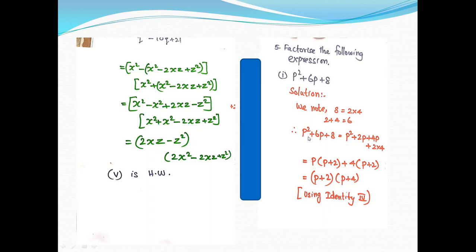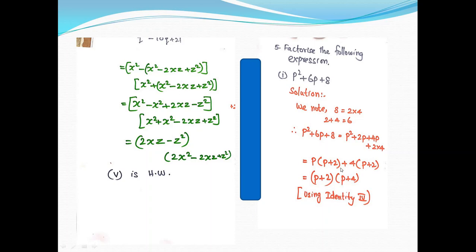So we can rewrite the given expression as p square plus 6p plus 8 equivalent to p square plus 2p plus 4p plus 2 multiplied by 4. So here in the first two terms, p will be the common factor, and the non-common factors are p plus 2. In the next two terms, 4 will be the common factor and the non-common factors in the third and fourth term are p and 2. So 4 multiplied by p plus 2.